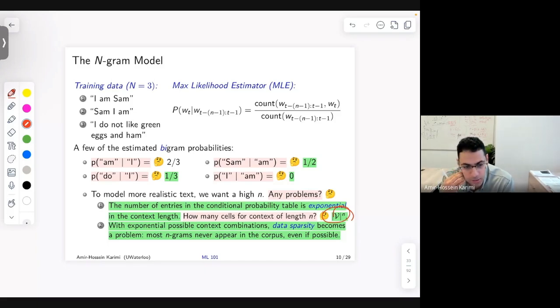And so, yes, the number of entries in the conditional probability table is exponential in the context length. And with exponentially many possible context combinations, we run into a problem called data sparsity. What that means is that most of the n-grams don't actually appear in the corpus. And when they don't appear, the counts are going to be really small. And when the counts are really small, we're going to be very poor in our estimation. So that's the trade-off. On the one hand, we want larger n, but on the other hand, we just can't have larger n, or at least not based on the counting approach that we're looking at.